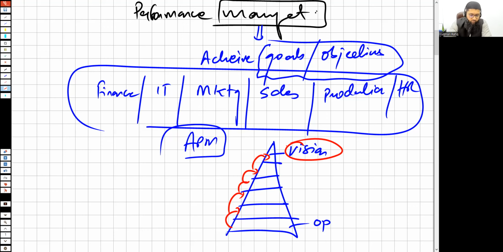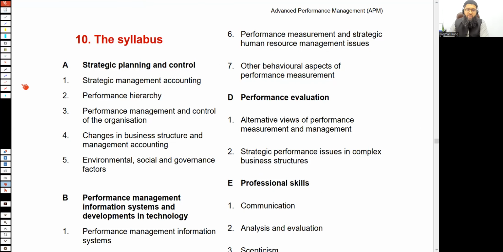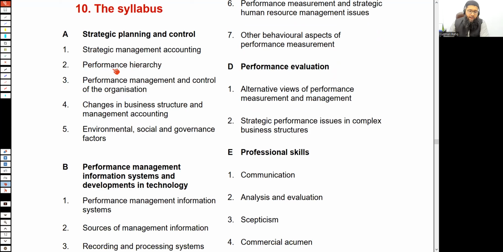Now, so basically, in order to study the APM paper, you have to keep this in mind: you would have to study from top to bottom all the areas which lead to the performance improvement of the organization. I've got in front of me a syllabus summary of this APM, and you could see that number one of this is strategic planning and control.